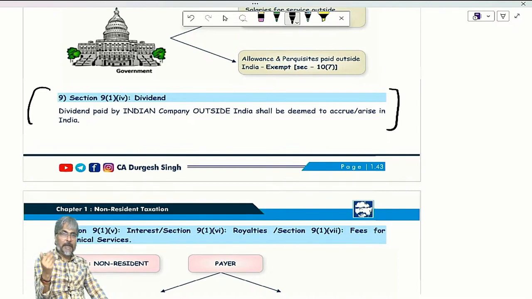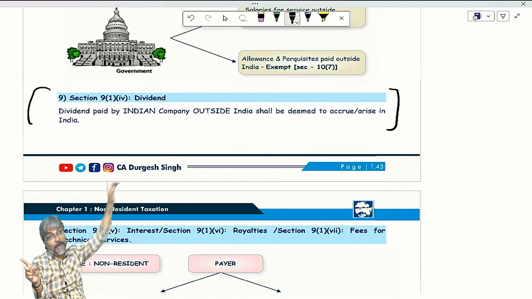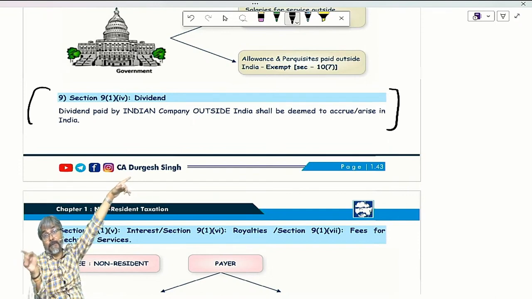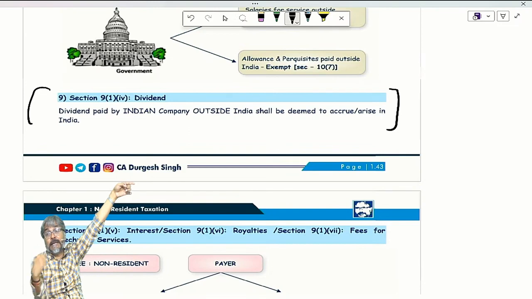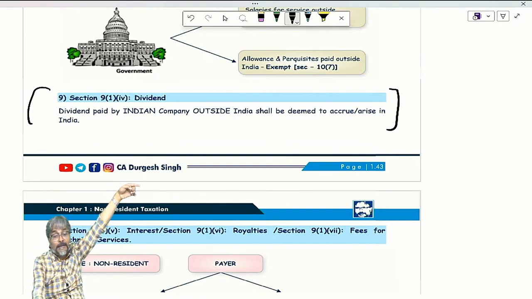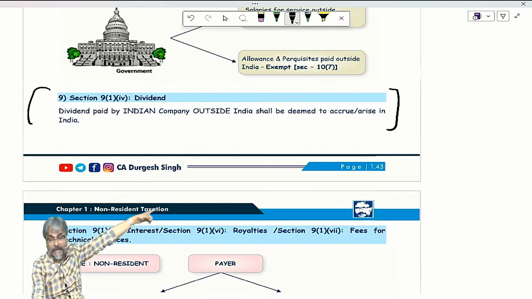Their profit was taxable in the hands of the company, the Indian company, even if it was a subsidiary, but it is independent of that foreign company. So that profit earned was taxable separately in the hands of the Indian company. And thereafter, the Indian company was distributing the dividend to that foreign company. Is that dividend an income of that foreign company which is deemed to accrue or arise in India? Check 9(1)(iv). What does 9(1)(iv) say? Quickly!